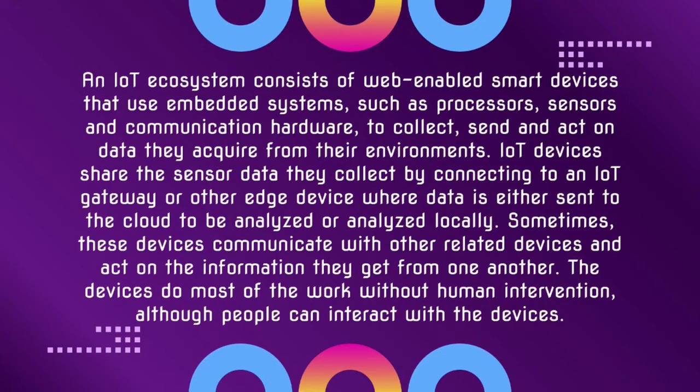An IoT ecosystem consists of web-enabled smart devices that use embedded systems such as processor, sensor and communication hardware to collect, send and act on data they acquire from their environment. IoT devices share the sensor data they collect by connecting to an IoT gateway or other edge device where data is either sent to the cloud to be analyzed or analyzed locally. Sometimes these devices communicate with other related devices and act on the information they get from one another. The devices do most of the work without human intervention, although people can interact with the devices.